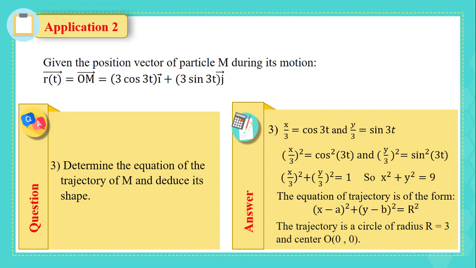By squaring both equations and then adding them and knowing that cosine squared 3t plus sine squared 3t is equal to 1, this will give (x divided by 3) squared plus (y divided by 3) squared is equal to 1, so x squared plus y squared is equal to 9. The equation of trajectory is of the form (x minus a) squared plus (y minus b) squared equal to r squared. Therefore, we can deduce that the trajectory is a circle of radius r equal to 3 and center O (0, 0).